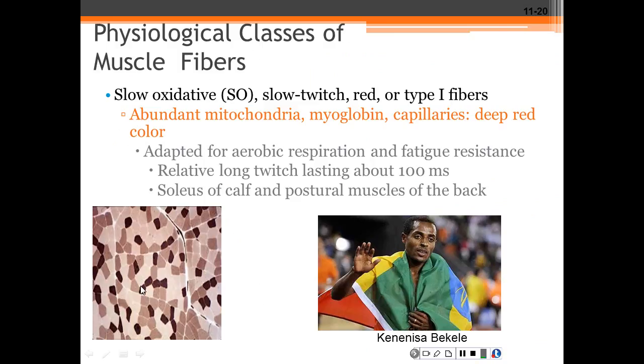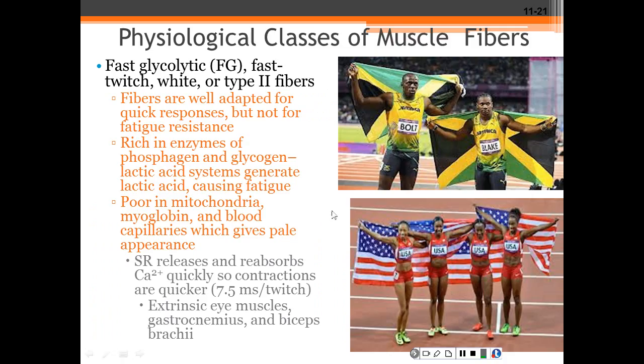We have a combination of colors. This will be a pale pink, this is a dark pink, this will be a regular pink color. That'll be your fast twitch 2A and B, and those are the ones that can run the long distance races as well as the short distance races.